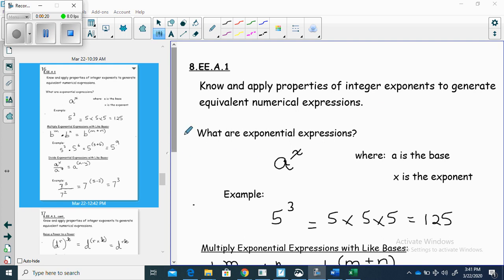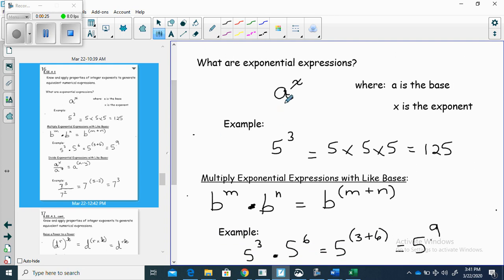Now, the first question, what are exponential expressions? Let's look at this. If we've got something written like this, a to the x power, where a is a variable, x is our exponent, a is the base, x is the exponent. And the x tells us how many times we multiply the base by itself to get the value of the expression. In this case, 5 to the third power would mean 5 multiplied by itself 3 times. 5 times 5 times 5, which would give us 125.